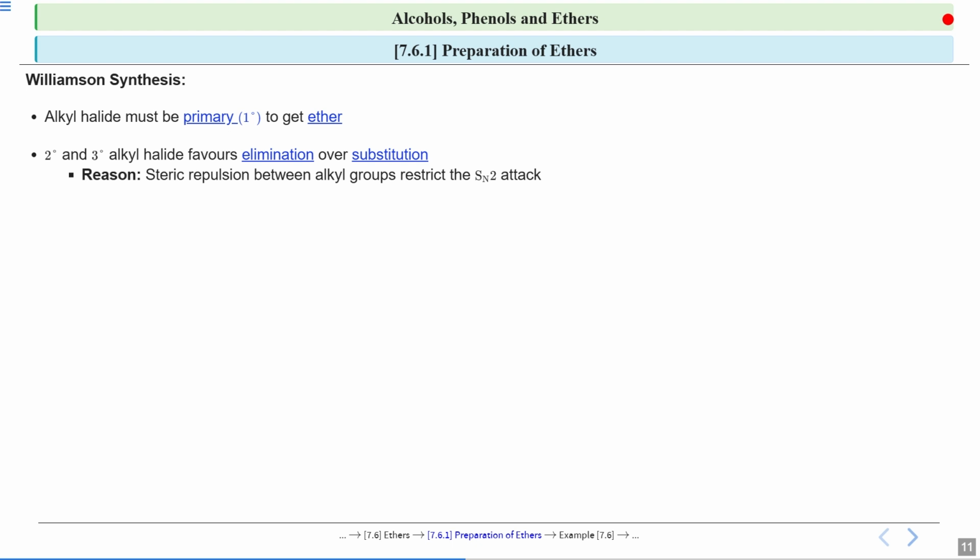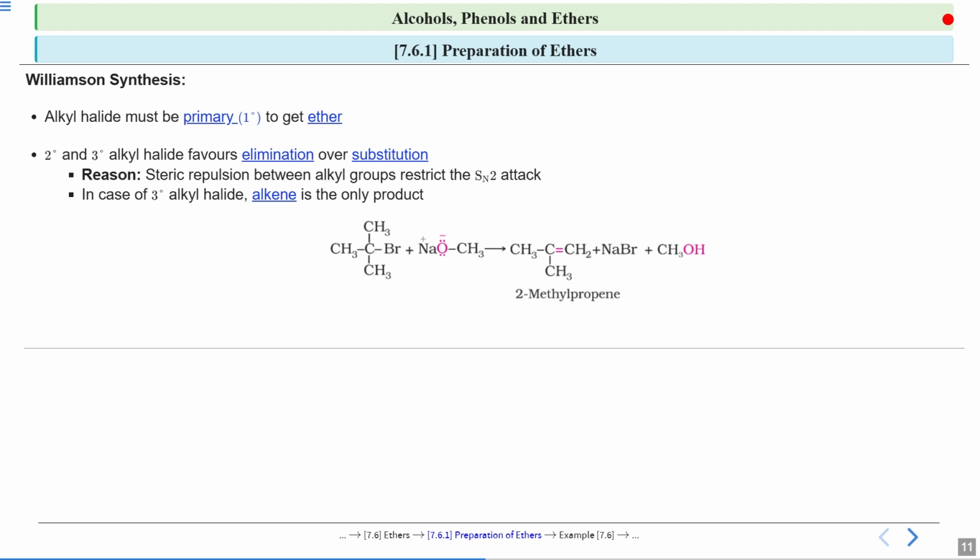Because that carbon is a tertiary carbon, it will have 3 CH3 groups. That is why in that case, elimination is preferred over substitution, and alkene is formed in case of a 3-degree alkyl halide. If the alkyl halide is 3-degree, then alkene is the only product. You won't get an ether. Now look at this reaction.